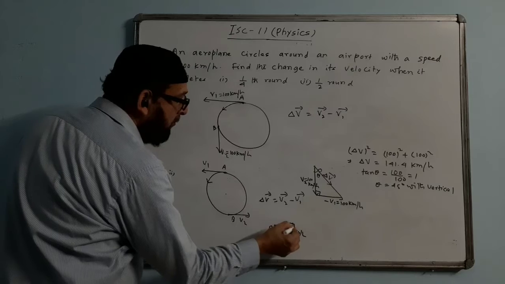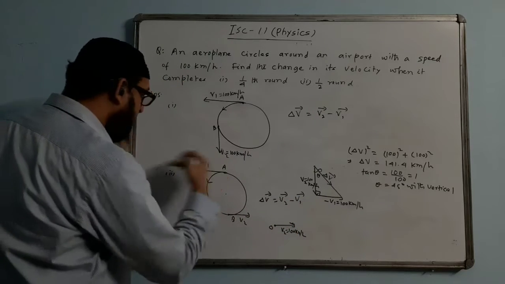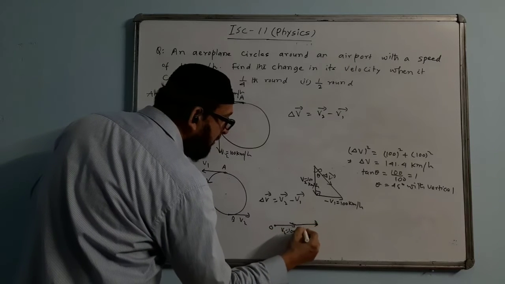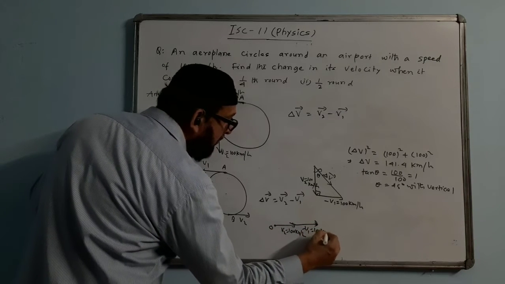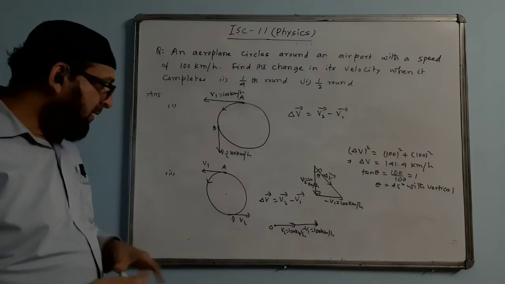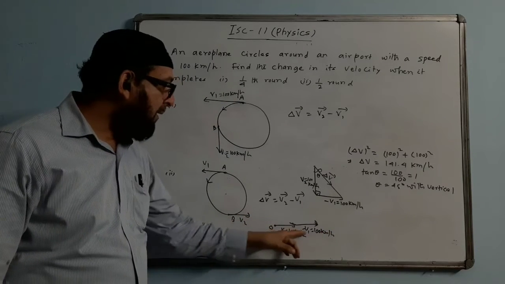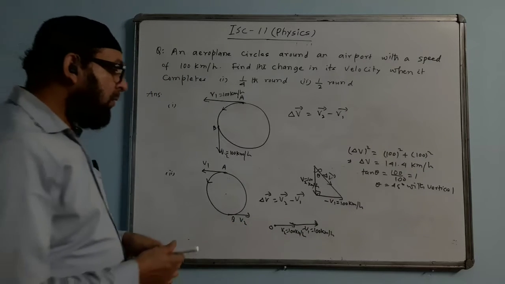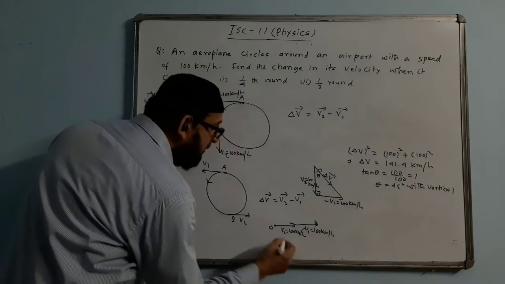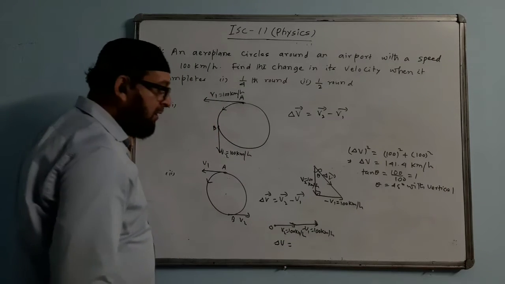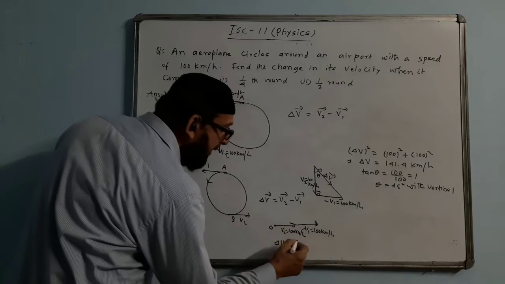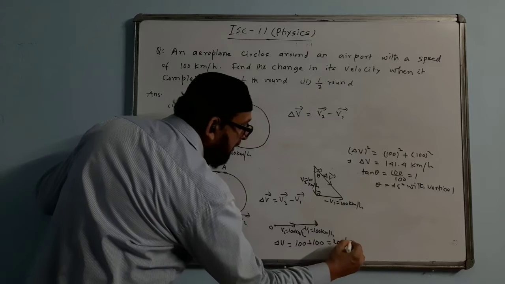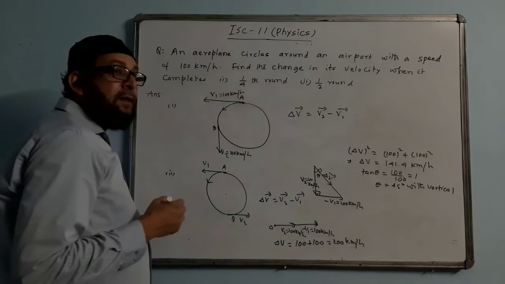From here only we will continue. Minus V1 will come. Plus V1 is this side, minus V1 will come this side only. Minus V1 is coming, same value 100 km per hour. Ultimately we see that the plus V2 vector and the minus V1 vector are acting in the same direction. When two vectors act in the same direction, how do we find the resultant? The resultant will be addition now because they are in the same direction. Their magnitude will be added up, 100 plus 100, and the answer is 200 km per hour.